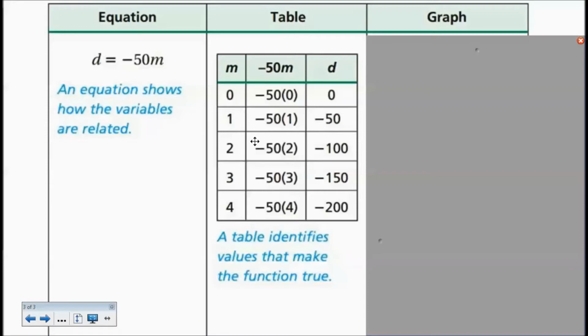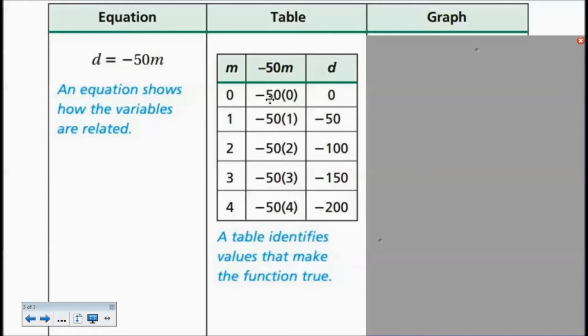Now here's the table. You've seen one of these before. You might have heard it described as a function table. So m is the independent variable, d is the dependent variable. The table identifies the values that make the function true. There are infinitely many solutions that I can put into this equation. We're starting with 0, doing 0, 1, 2, 3, 4. I could have put in negative 2. I could have put in negative 200. I could have put in positive 265 and still have gotten a d value.